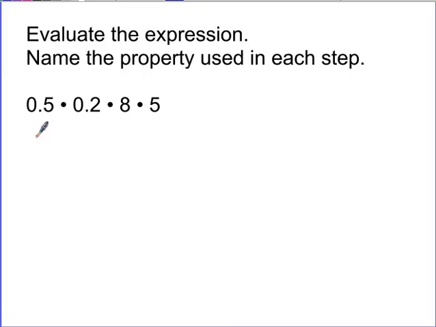So I can do this. It would equal the same exact thing. It doesn't matter what order I multiply it in, I'm still going to get the same answer. 0.5 times 8 times 0.2 times 5. I'm going to change the order. Now, not only am I going to change the order, which was commutative property, I'm going to add some grouping symbols.